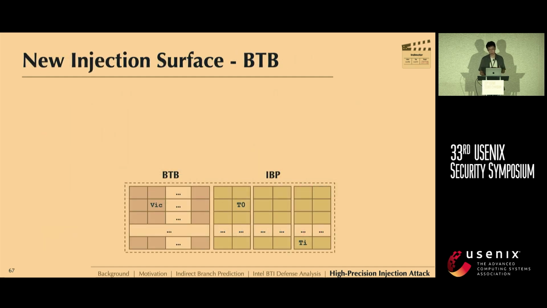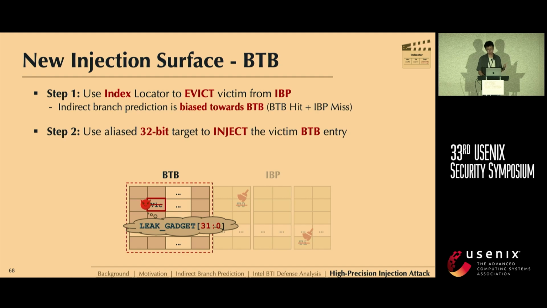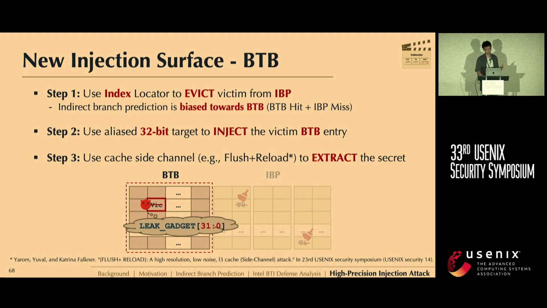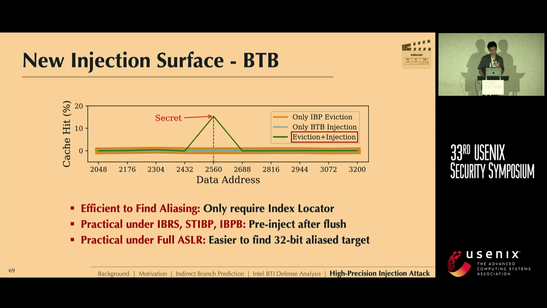BTB can also be exploited as an injection surface. The first step is to use the index locator to evict the victim from IBP. In this way, the prediction is biased towards BTB. Then we use the 32-bit target to inject, and last, we extract the secret. Our evaluation shows that injection is only successful when both IBP eviction and BTB injection are enabled. It's more efficient to find aliasing, and practical under current defenses and full ASLR.